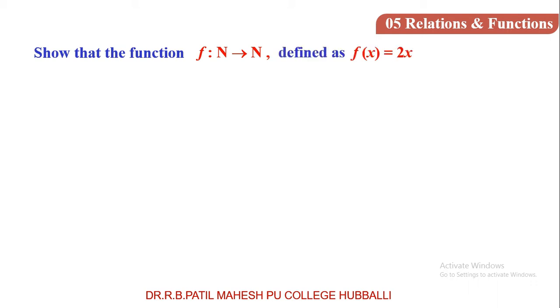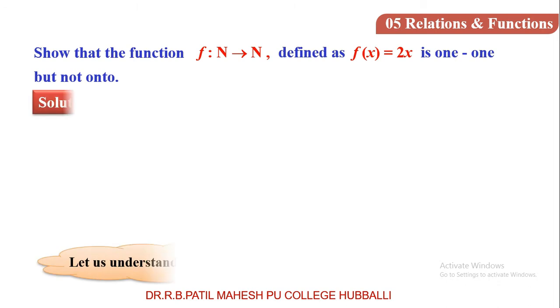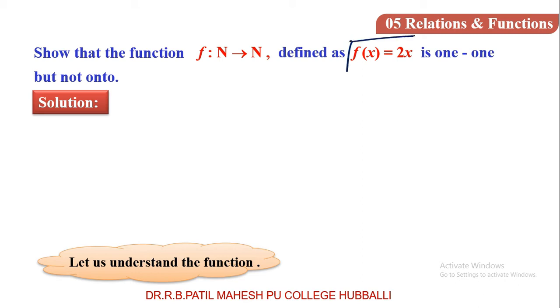This function is defined as f of x equal to 2x. Prove that it is one-one but not onto. Let me have the solution. Let us understand the function f of x is equal to 2x. Many students will not try to understand the function. Dear students, f of x equal to 2x means you should take the values of x from N and substitute in the function.